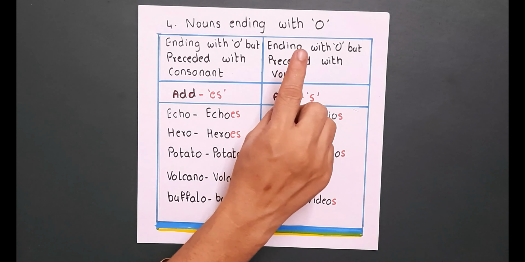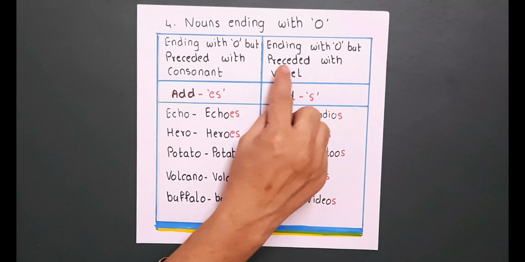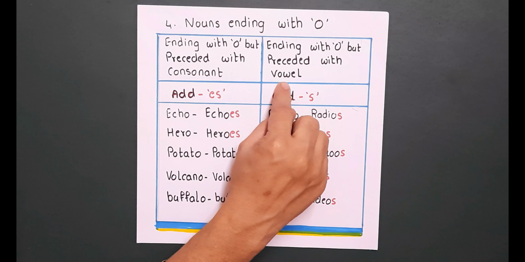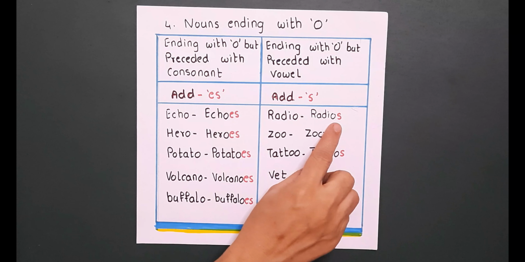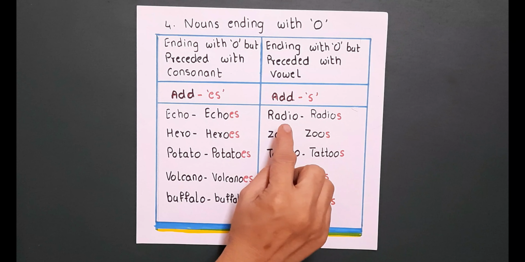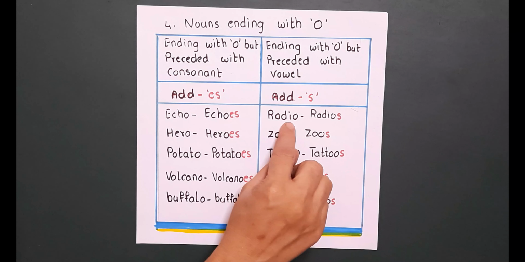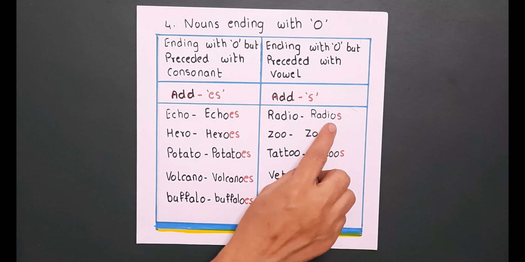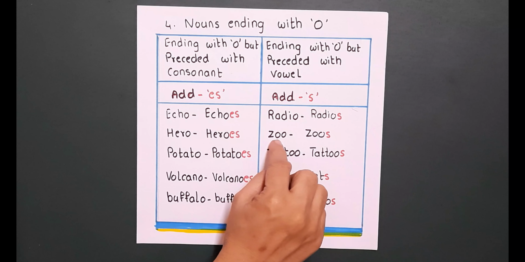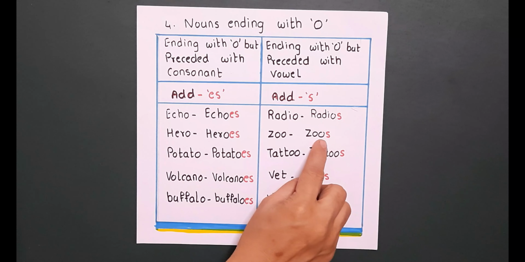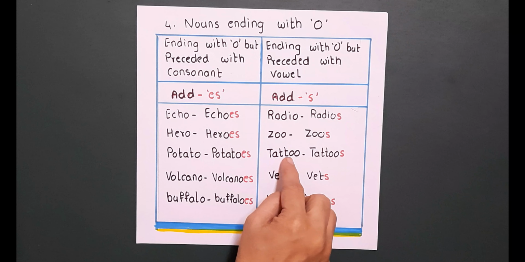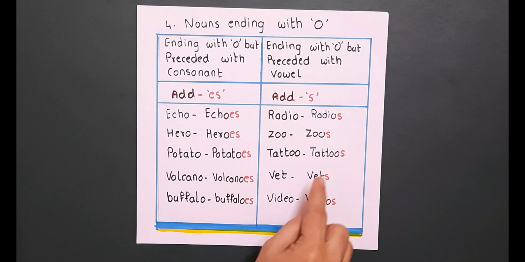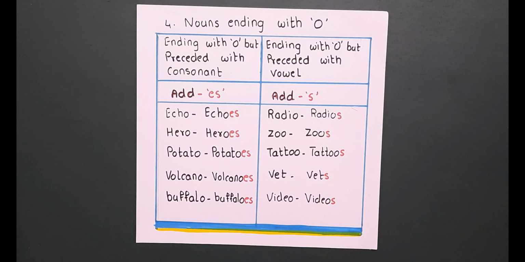In case the noun ends with o but is preceded by a vowel, you know what a vowel is? A, E, I, O, U are vowels. In that case, we have to just add s. Like radio, it is preceded with i. I is a vowel, therefore it becomes radios. Zoo, o is a vowel, therefore the plural becomes zoos. Tattoo ends with o and is preceded by a vowel, another o, therefore the plural becomes tattoos.